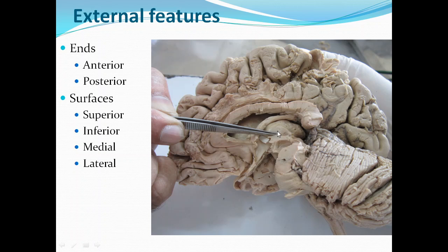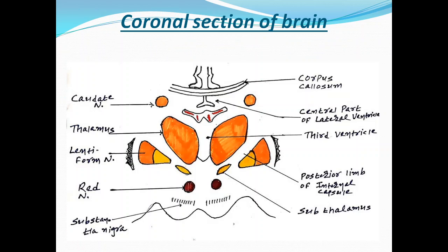The medial surface will form the lateral wall of the third ventricle. Here there is the third ventricle, so the lateral wall of the third ventricle is formed by the medial surface of the thalamus, and the lateral surface will form the medial boundary of the posterior limb of the internal capsule.